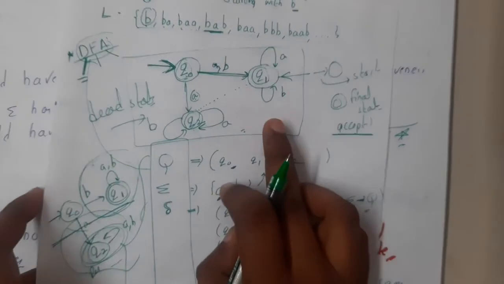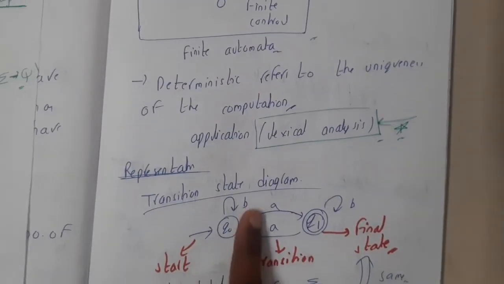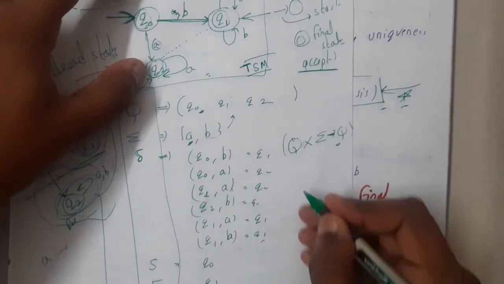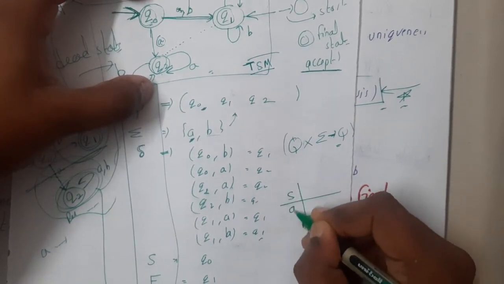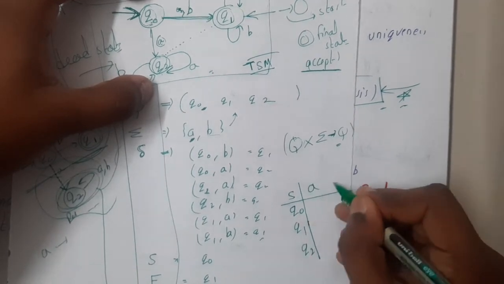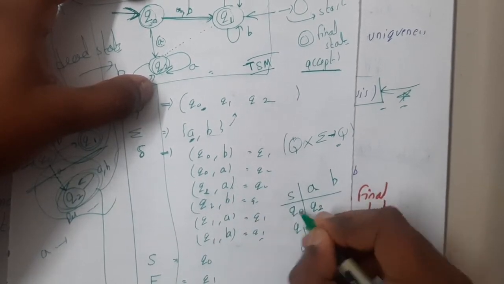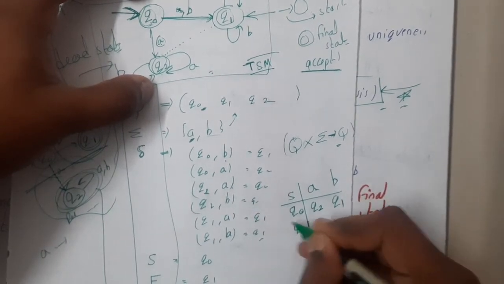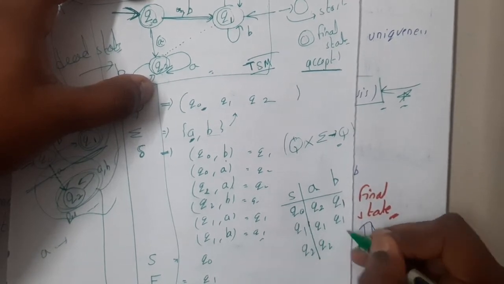This is our transition state diagram. This is called a transition state machine or state diagram. We also have a transition table. If you represent this exact diagram in terms of a table, we have the states Q0, Q1 and Q2. These are the three different states, and our symbols are A and B. If Q0 with A, I will go to Q2. Q0 with B, I will go to Q1. Q1 with A, I will go to Q1. Q1 with B, Q1. Q2 with A, Q2. Q2 with B, Q2. So this is nothing but our transition table.